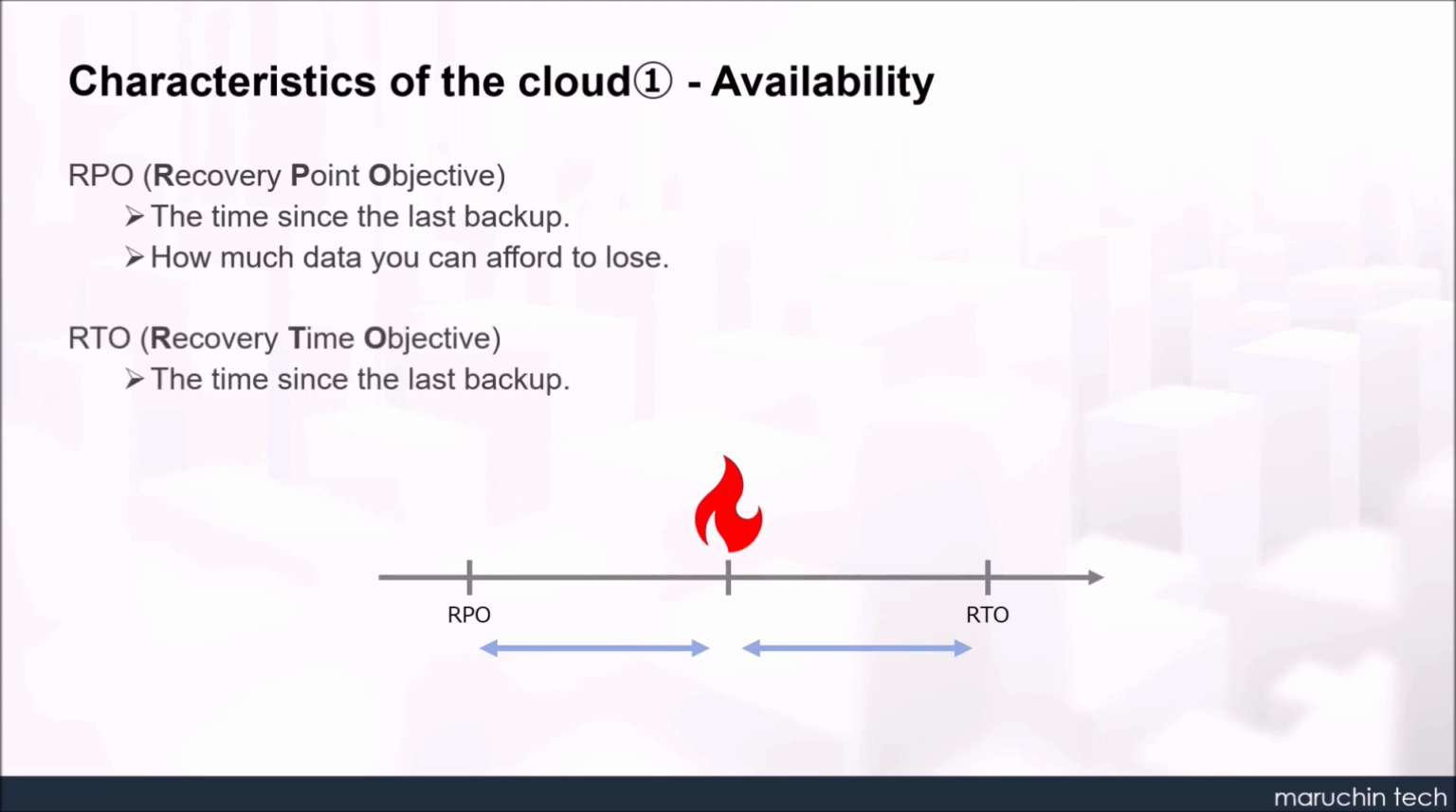RTO is the time it takes to recover. It measures how quickly you must be back online. An RTO of 1 hour means you must recover within 1 hour. And generally, shorter RPO and RTO values cost more.